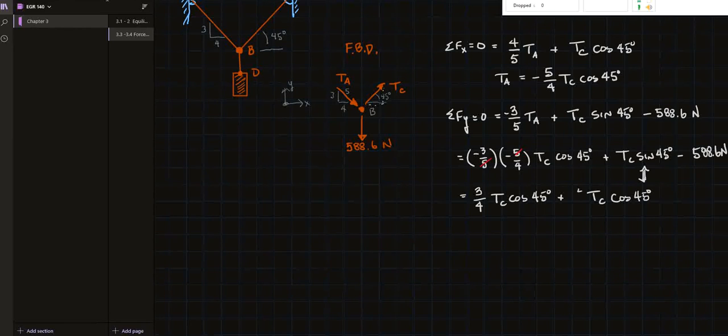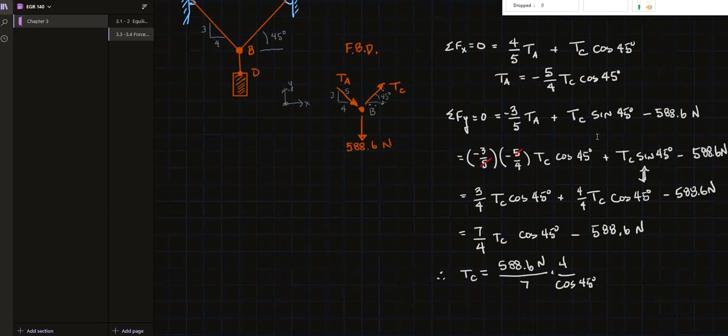And then I'm going to multiply by 4 over 4, so I can just do this addition real quick. Minus 588.6 newtons. So this equals 7/4 TC cosine 45 degrees minus 588.6 newtons. So therefore, TC equals 588.6 newtons divided by 7 times 4 over cosine of 45 degrees.